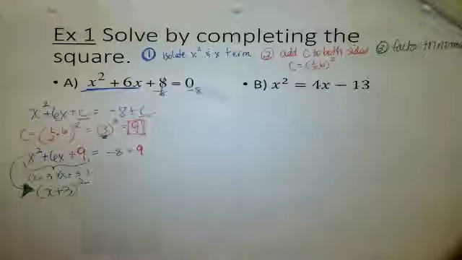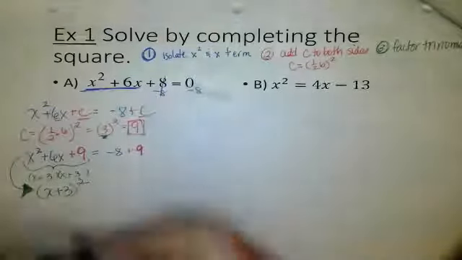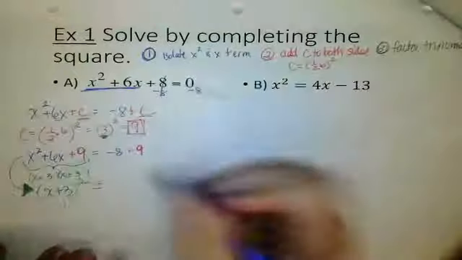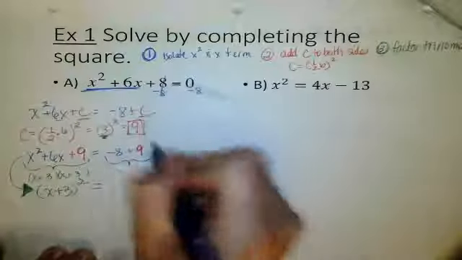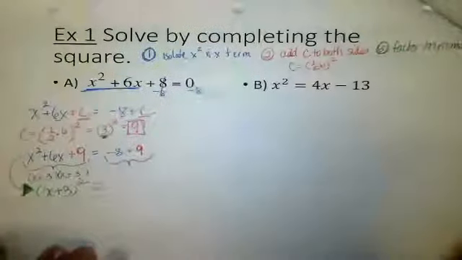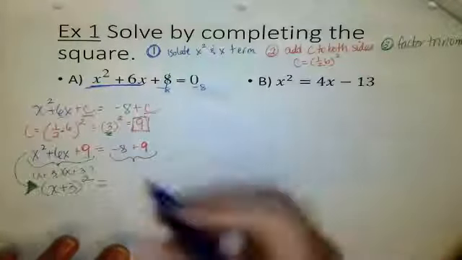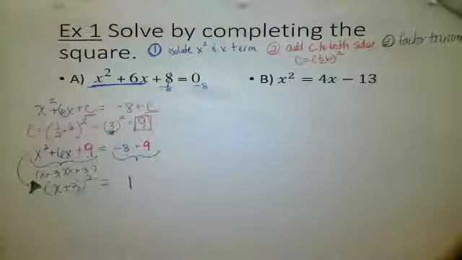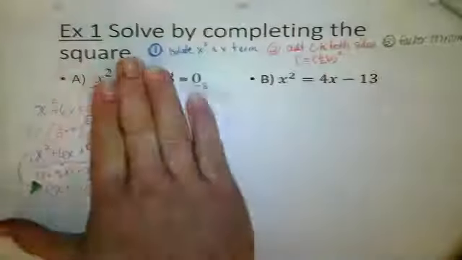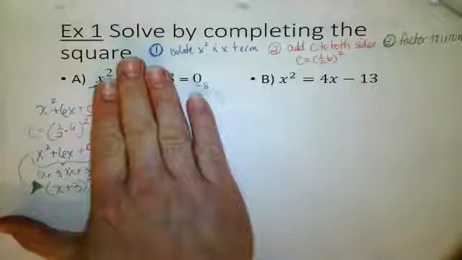So it factors, and so we get x plus 3 quantity squared equals, can we maybe combine this left-hand side? What is negative 8 plus 9? Positive 1. That's completing the square. You learned all of this yesterday.